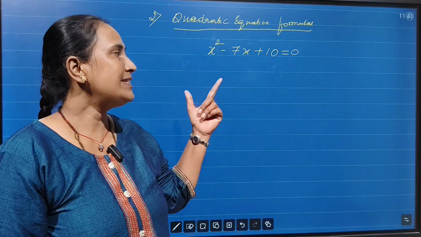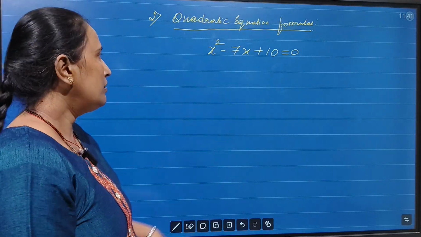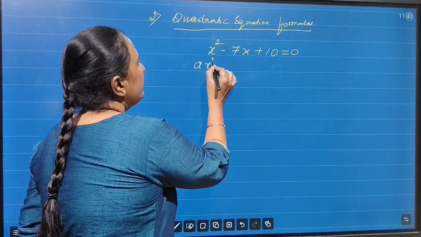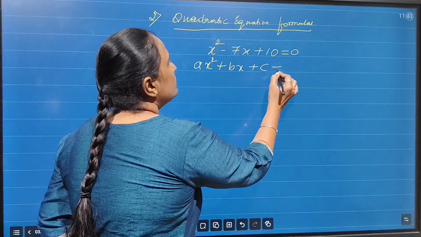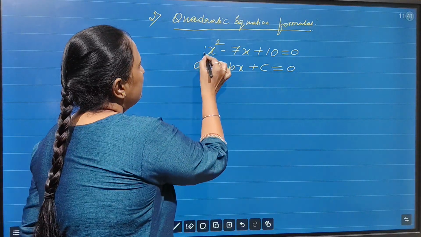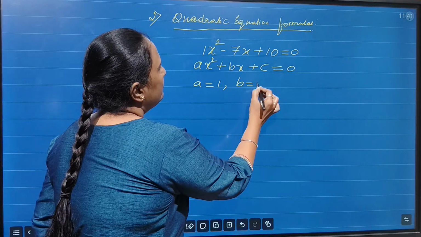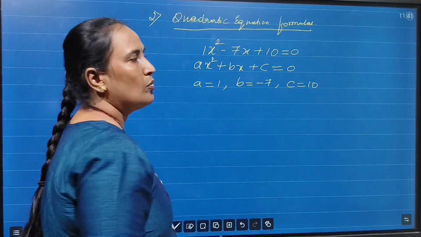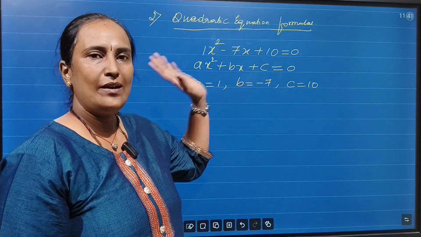Next, we solve the same problem by using the quadratic formula. We first write what is the general quadratic equation? ax square plus bx plus c equal to 0. Then what is here? a equal to 1, b equal to what? Minus 7, c is what? 10. First write down whatever is given, a, b, c, according to the given equation.